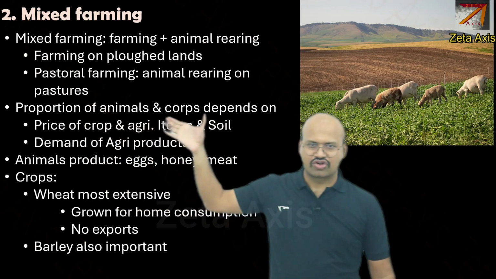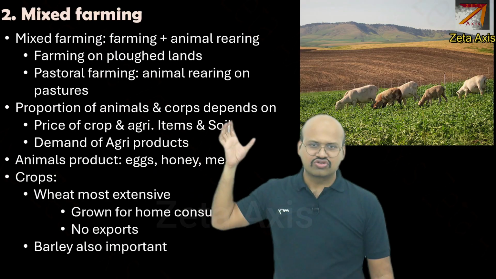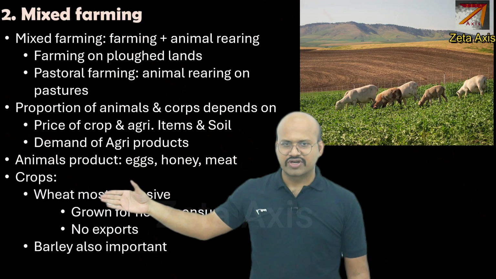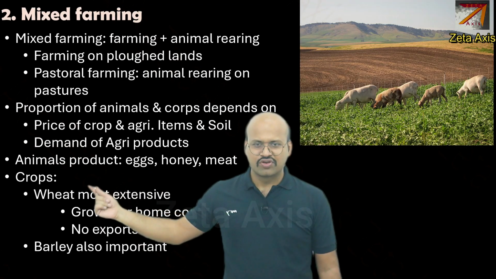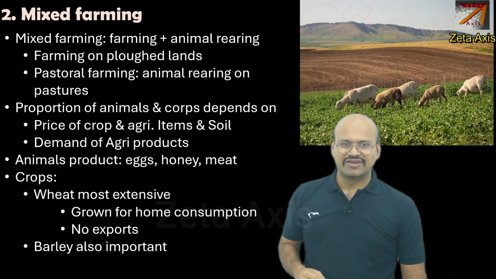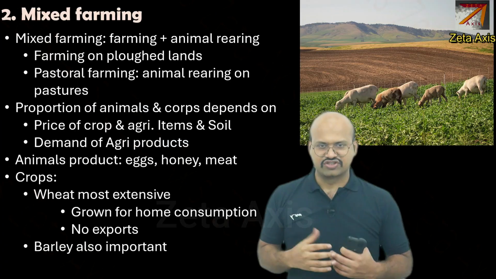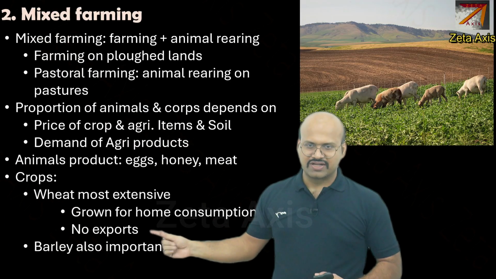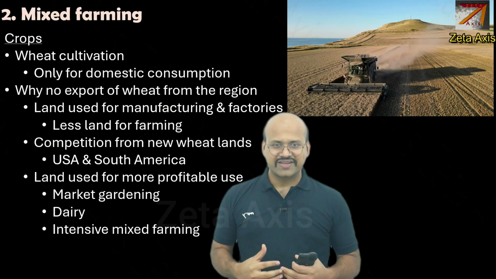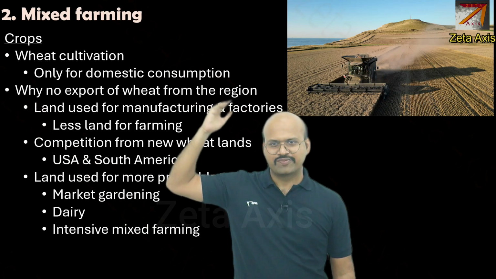The proportion of the animals and crops depends on the price of the agricultural item that you are growing, the type of soil in that region, and demand for agri products. Animal products include eggs, honey, meat. Crops: wheat is the most intensively grown crop in this region, mainly because most of the Europeans, or the people living in these regions, are bread consumers. Exports are minimal. Barley is also an important crop for this region. Wheat cultivation is done here mainly for domestic consumption, but wheat is not used for export purposes.